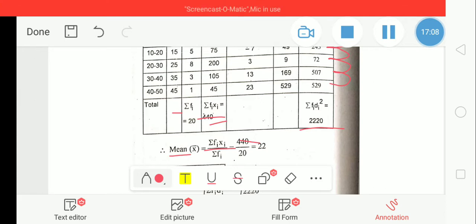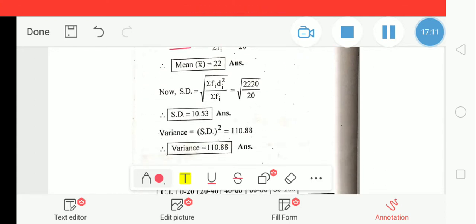2220. Now it is easy to find the standard deviation: square root of summation of fi di square divided by summation of fi. So 2220 divided by 20. So the standard deviation is 10.53. We know that variance is equal to standard deviation square.